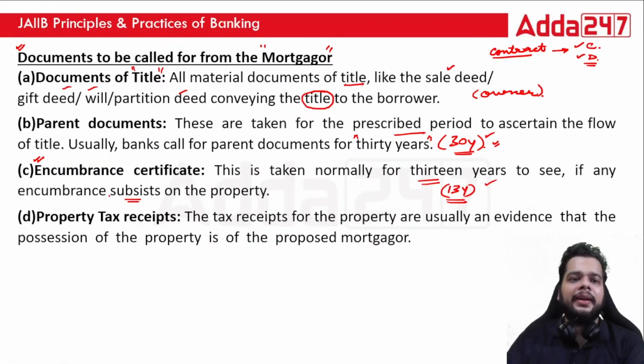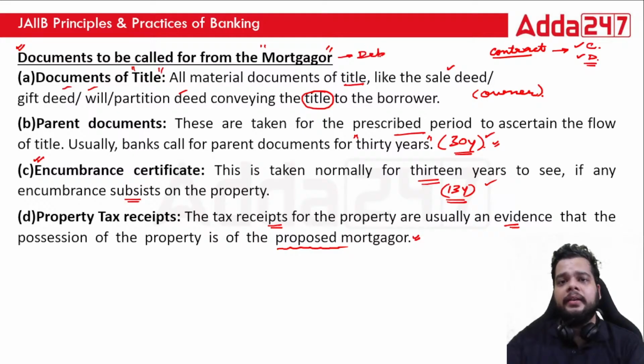Then we have property tax receipts. The tax receipts for property are usually an evidence that the possession of the property is of the proposed mortgager only. Fine. Who is mortgaging his or her land? Okay. So again, it is the debtor.